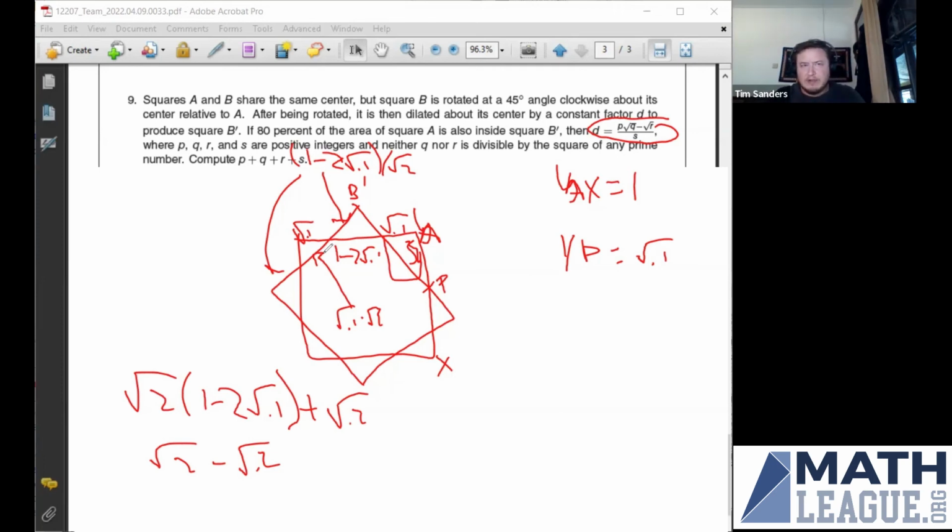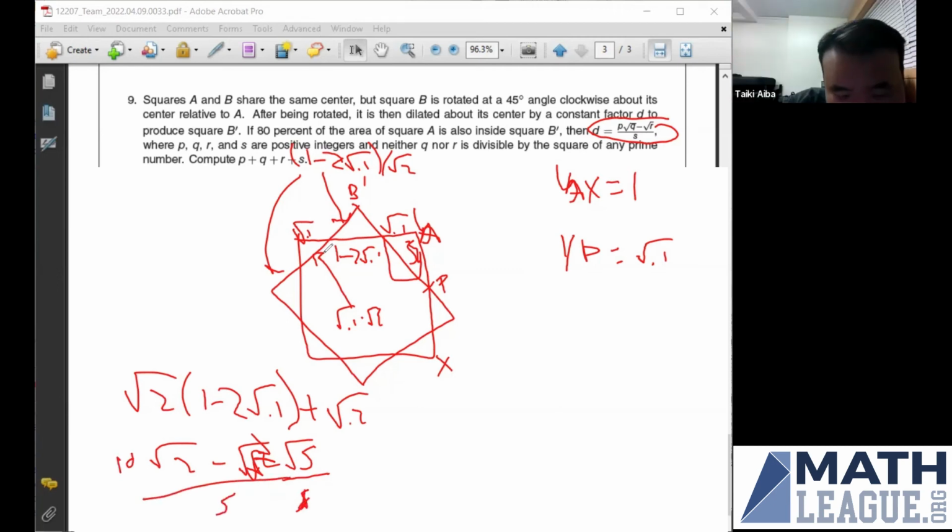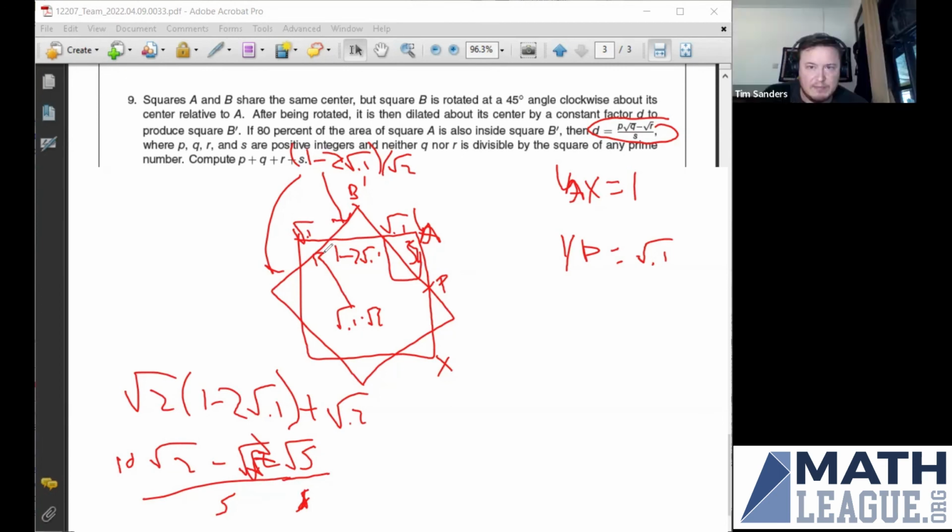Root 0.2, what am I going to do with that? That's the square root of 1/5. That means it's root 5 over 5. Root 2 is going to be 10 root 2 over 5. So that's what I'm getting. Does that fit the format? P is 10, Q is 2, R is 5, S is 5, 22.